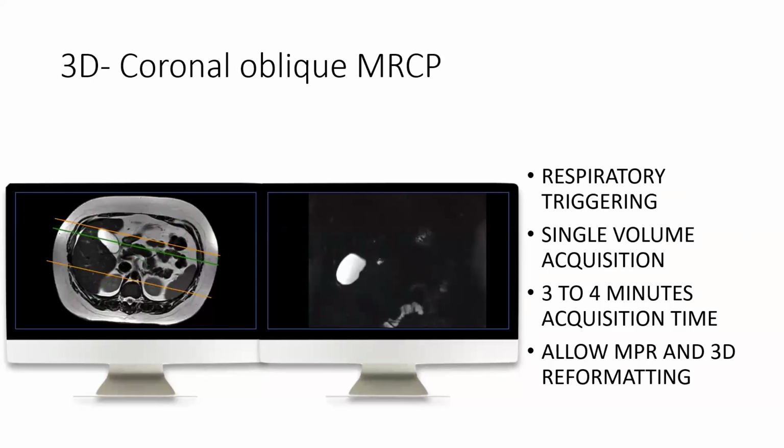Then the other sequence is the coronal oblique MRCP. This is acquired in a coronal oblique plane, and it's a kind of volume acquisition. It takes about 3 to 4 minutes to acquire, and you can actually do 3D reformatting on these images.